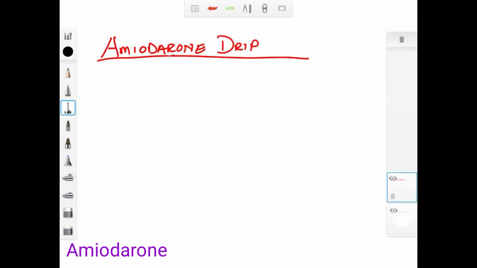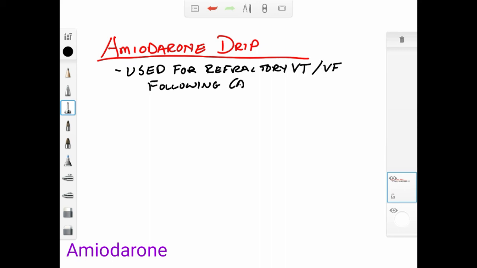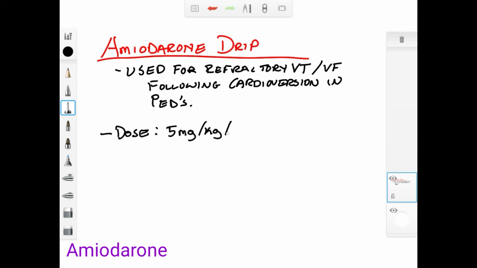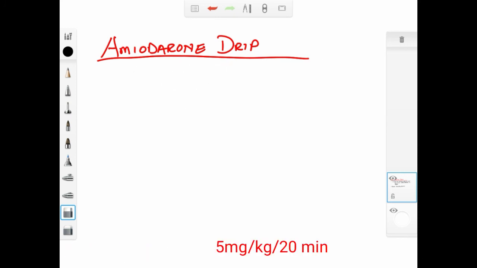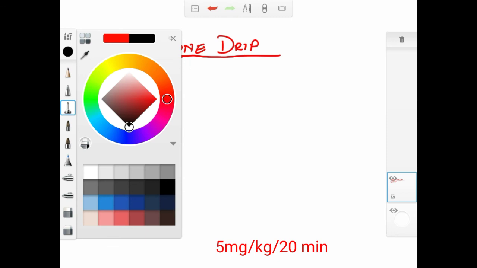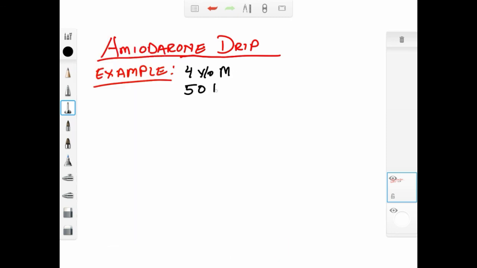So let's talk about amiodarone for a second. We're going to be using the amiodarone in this situation for refractory wide complex tachycardias, VTAC, or potentially VFib following cardioversion in pediatrics. So our dose is going to be 5 mg per kg over 20 minutes. Technically it's 20 to 60, but just for the sake of simplicity, we'll do it over 20 minutes. And typically that may be a comparable transport time.